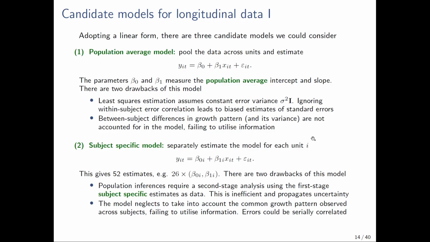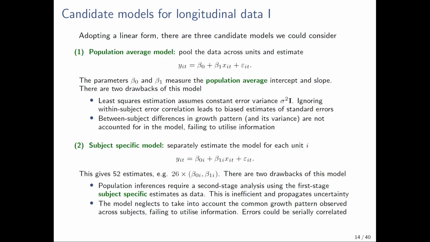So, there are three candidate models we could consider to model the longitudinal data, which look reasonable given the plot. The first is a population average model, shown here. All we've done here is pool the data across all units, all boys, and estimate a single intercept and a single slope. Now these parameters measure the population average intercept and slope, so they tell us on average how the height of boys grows with age, but there are two drawbacks here.